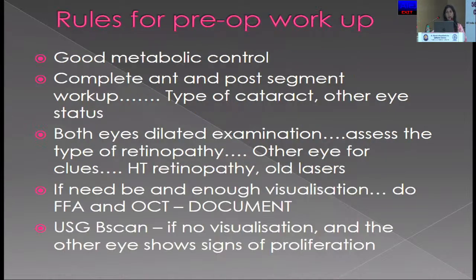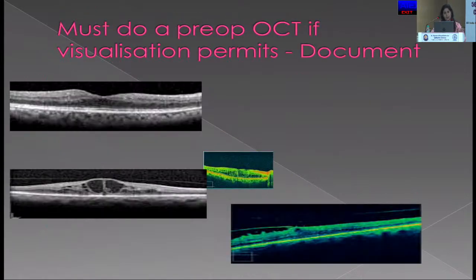So what are the rules? One has to go in for good metabolic control. Complete anterior and posterior segment workup has to be done. Dilate and examine both eyes, and if need be, do an FFA, OCT, even B-scan if needed, if visualization is bad. So you must do preoperative OCTs. You might find a surprise, like a vitreomacular traction, which might not be treatable with just an injection.